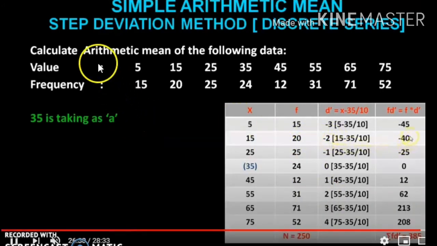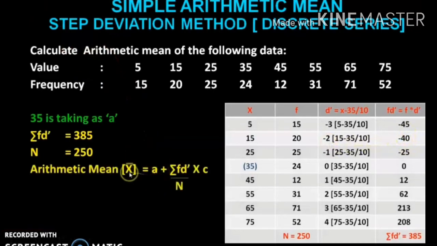So how will you substitute in the formula? We can just see now. So this is the formula, as you know, a plus sigma f d dash into c divided by n. First you have to substitute the given values: a equal to 35 plus 385 divided by 250 into 10. First you have to divide and then add. You will be getting the same answer, 50.4, and this is your answer. So as I told you, same data in different methods, you will get the same answer.